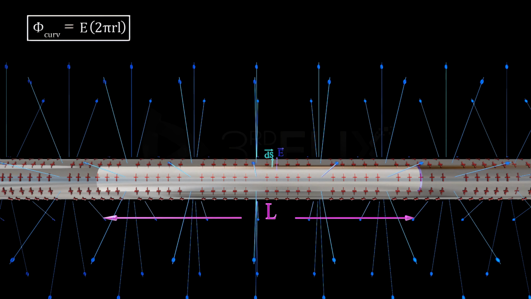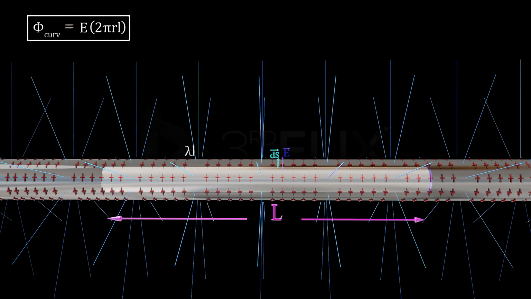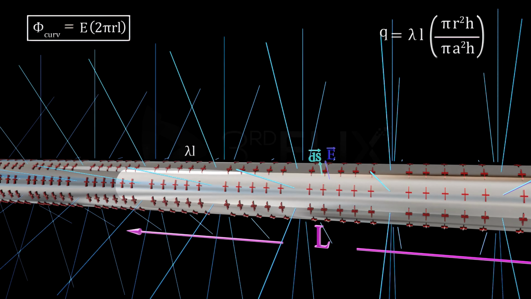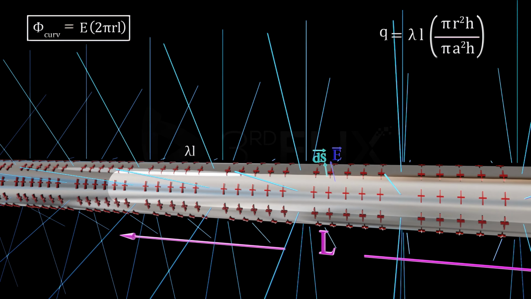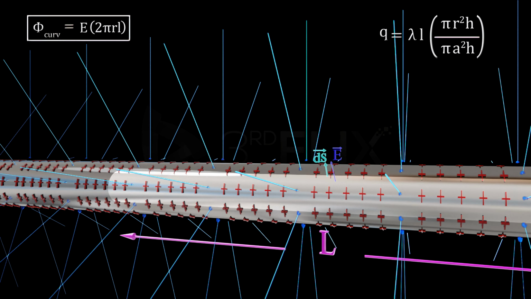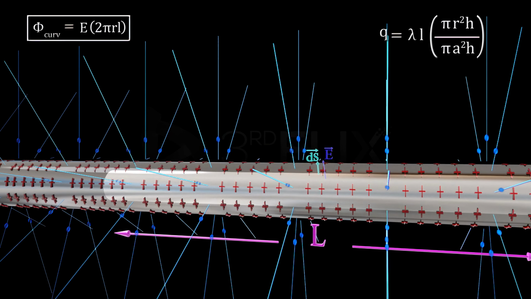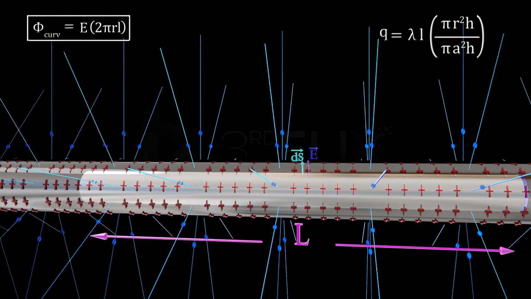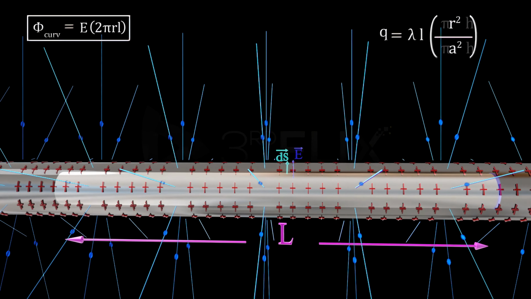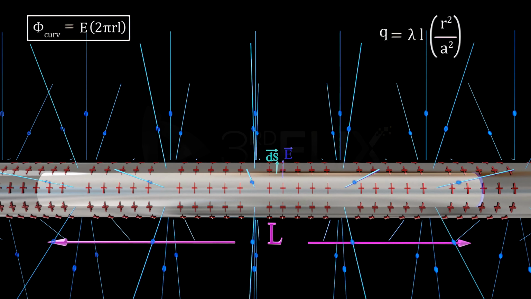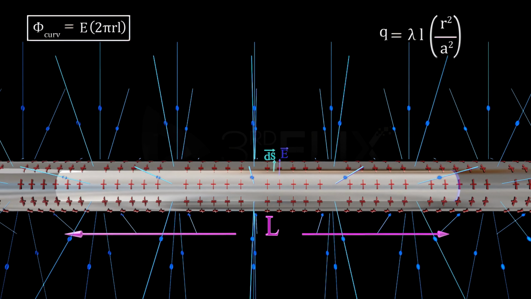Charge contained in the outer cylinder is lambda times L. Charge contained in the Gaussian cylinder is the charge in the outer cylinder times the volume of the Gaussian cylinder divided by the volume of the outer cylinder. Hence, charge inside the Gaussian cylinder is lambda L r squared by a squared.